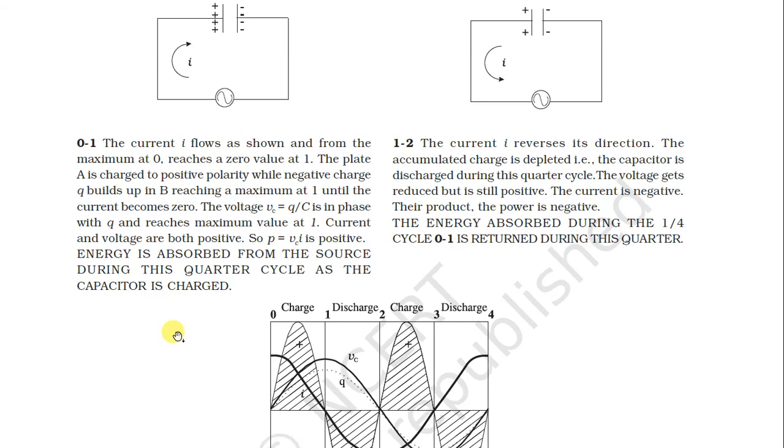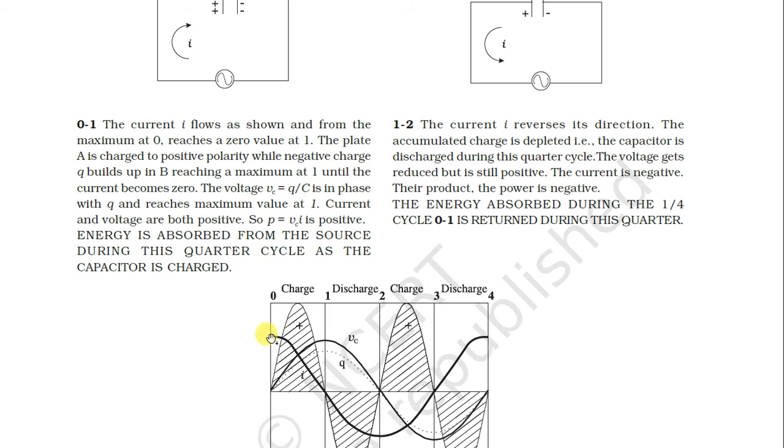See here, from 0 to 1 is the quarter cycle of the AC current and voltage. At that time our capacitor will be charged. It means the energy is absorbed from the source during the quarter cycle as the capacitor is charged.